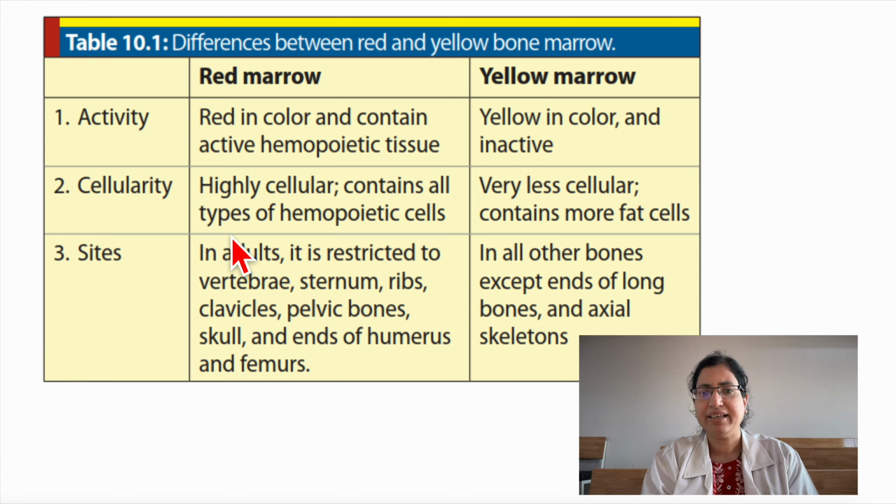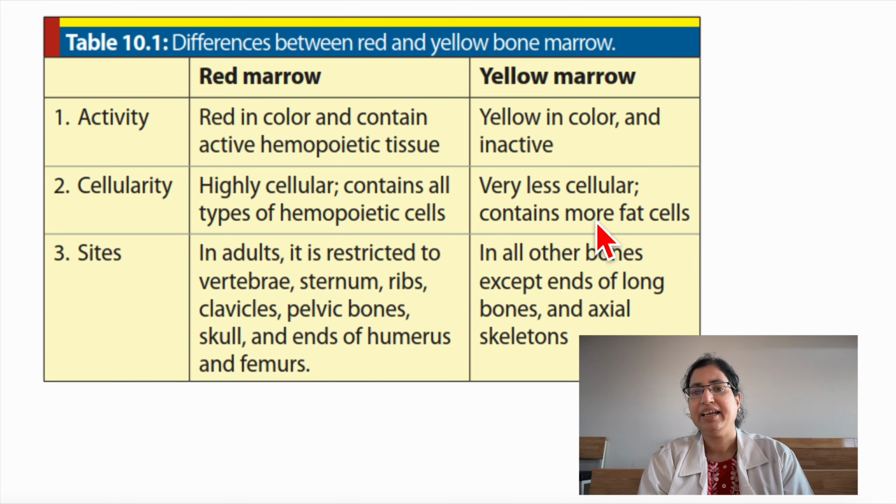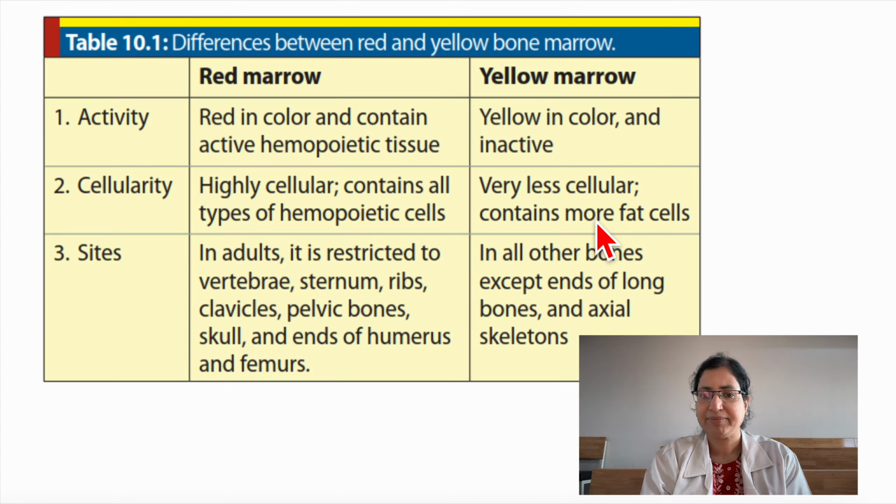So the difference between red and yellow bone marrow activity. Red marrow is red in color and contains active hematopoietic tissue. Yellow marrow is yellow in color and inactive. In terms of cellularity, red marrow has a highly cellular matrix, that is, it contains all types of hematopoietic cells. Yellow marrow is much less cellular and contains more fat cells. In red marrow there are fewer fat cells, but it is highly cellular and contains all the progenitor cells for the formation of the different types of blood cells.